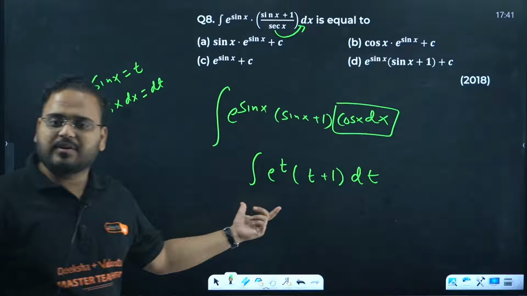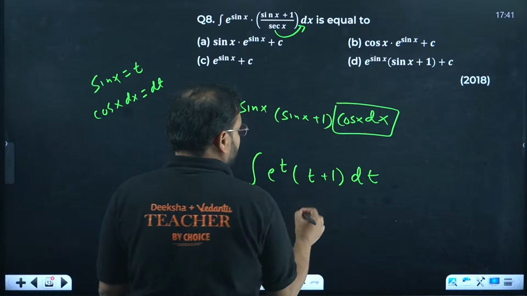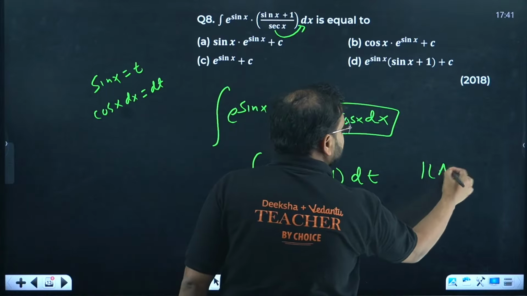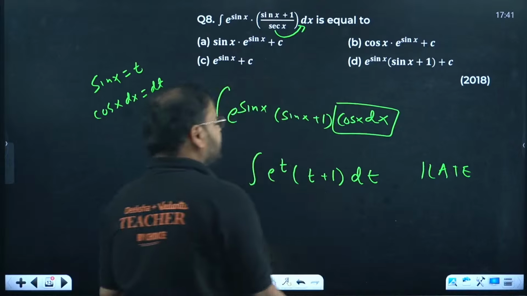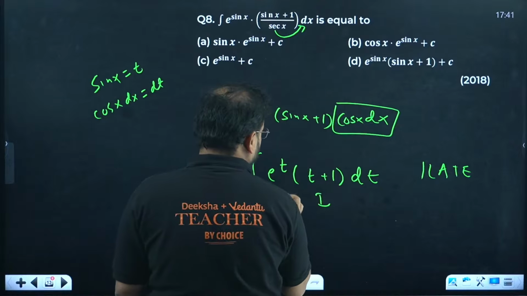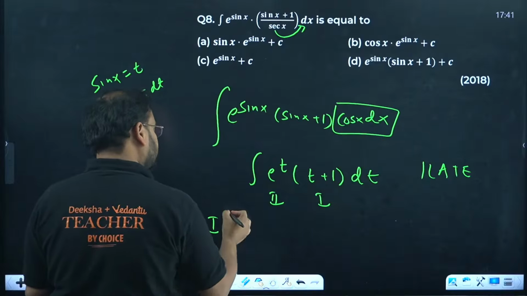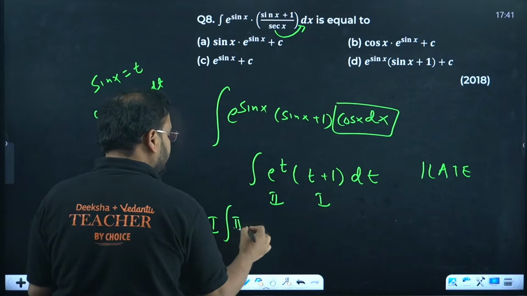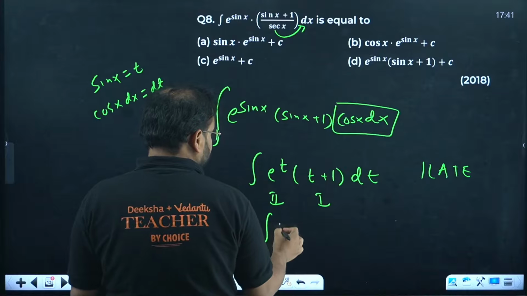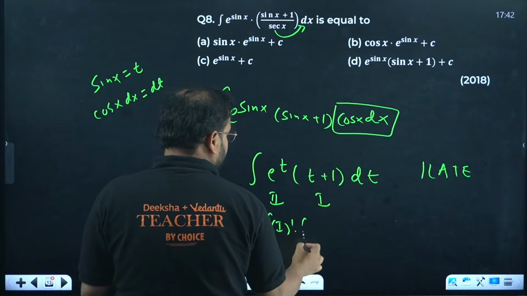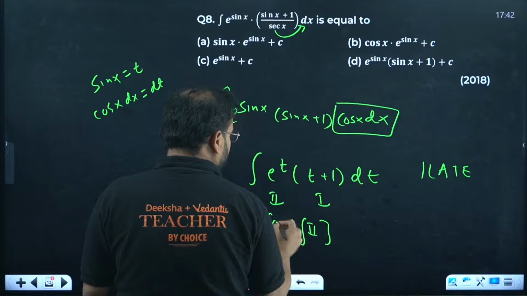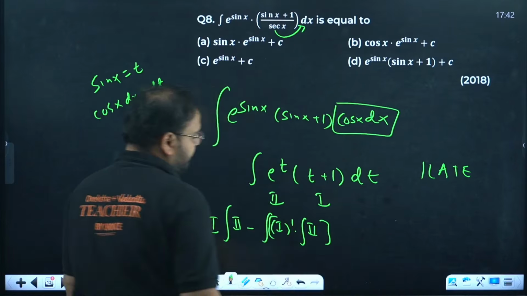Can you use by parts over here? Very simple question, right? The preference order is ILATE, guys. So algebra has the preference over here. This is the first function and second function. I'll give you the rule also. First function as it is, integrate the second function, minus differentiate the first function, integrate the second function, and the whole thing you're going to take the integration one more time.